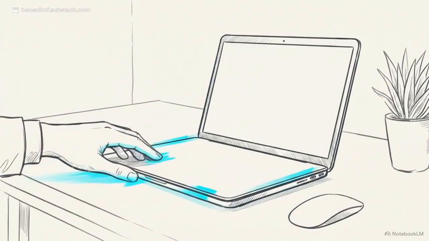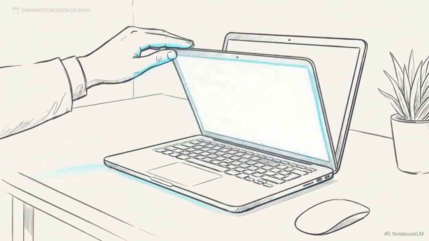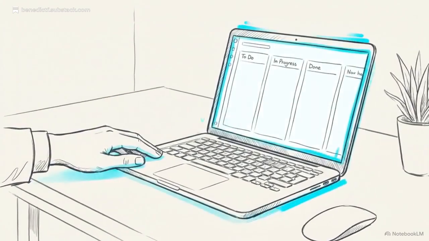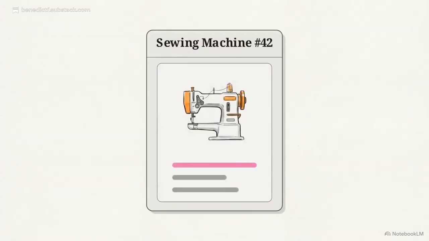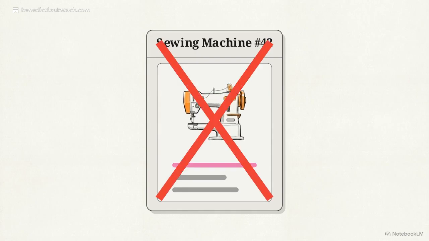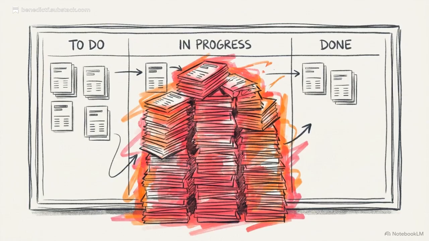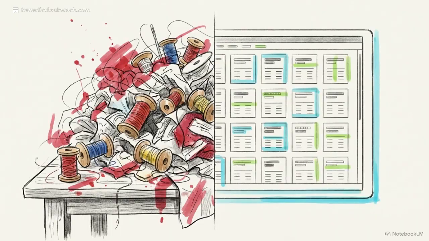To break this, we have to map the business as one connected entity, starting with a blank digital board. Open a project management tool and set up 5 macro columns to track the flow: order intake, material prep, production, QC and dispatch, and invoicing. Avoid the temptation to create columns for microsteps or individual machines. The goal is a bird's eye view. You need to see at a glance exactly which phase of the business is currently holding the most volume. Converting physical factory floor chaos into these digital macro stages is the first step toward operational control.